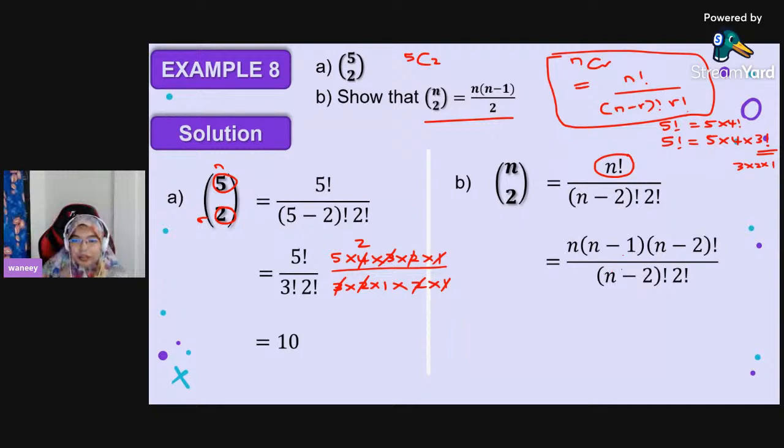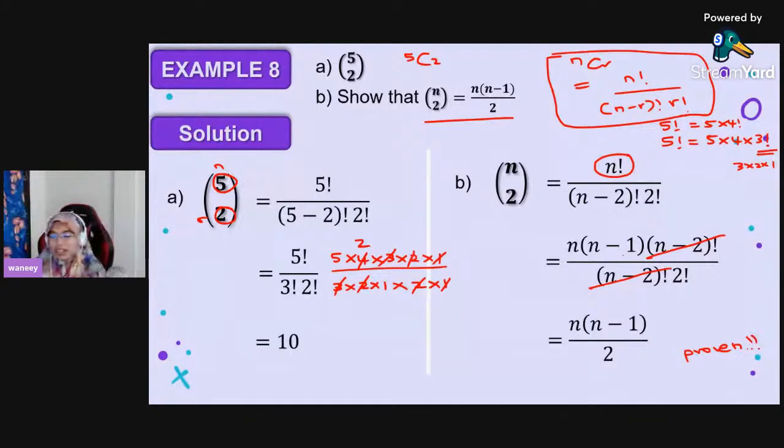Okay, and then you should be able to see this is n minus 2 factorial, this is n minus 2 factorial. So you should be able to cancel out those two. You will be left with n minus 1 over 2, which is proven, shown. Okay, so that's it for lecture 2.